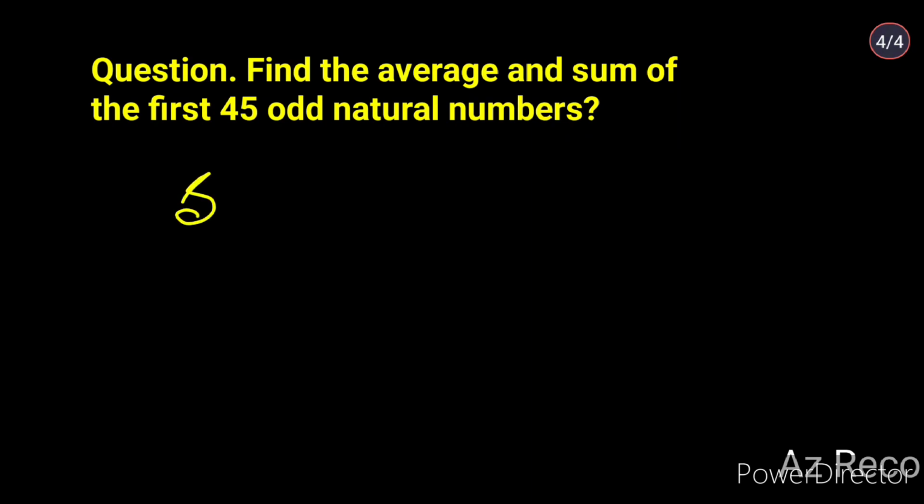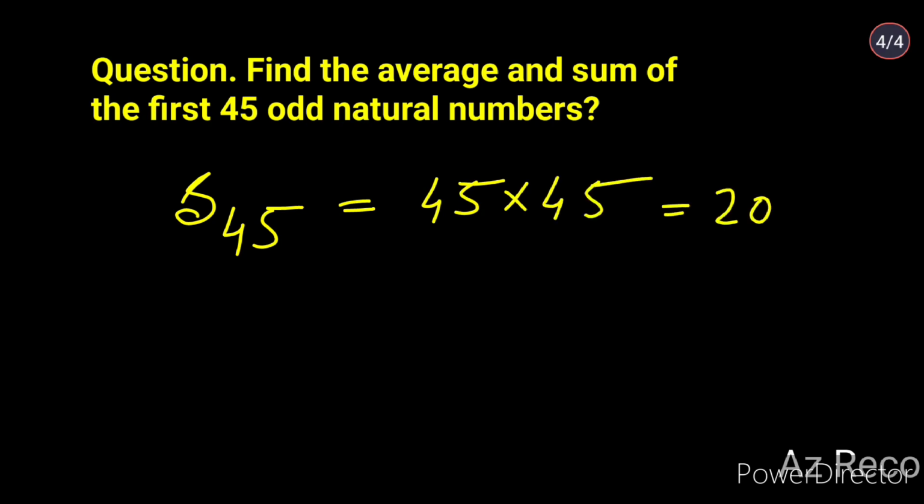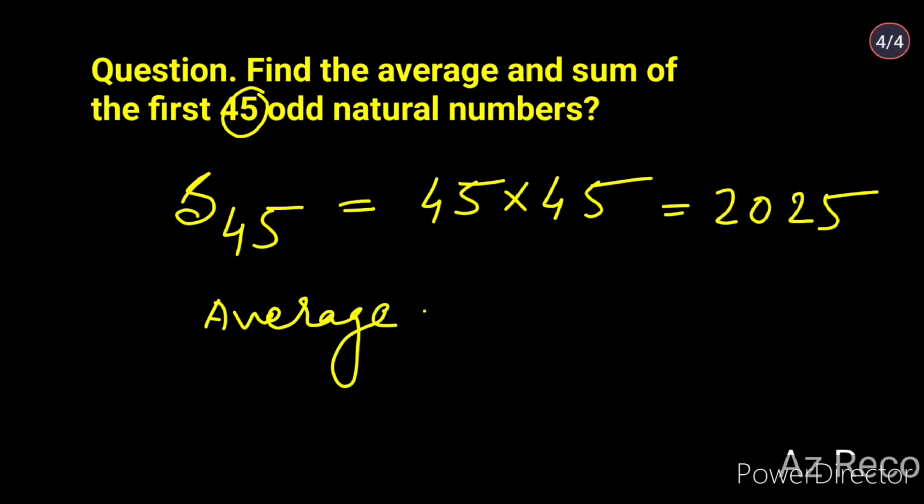S45, the sum of 45 terms, that is 45 into 45, is equal to 2025. The average of the numbers is already given in the question, so there is no need to calculate it separately. You can find how many terms are asked to be summed. That is the number of terms given in the question, which is the average. Average is 45.